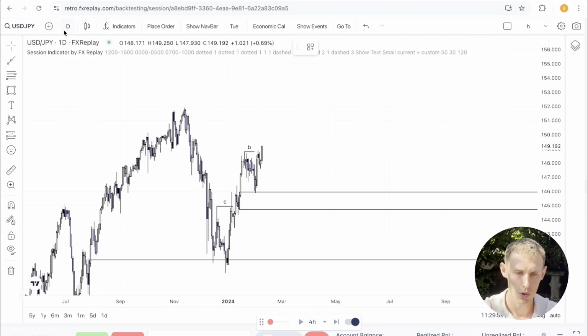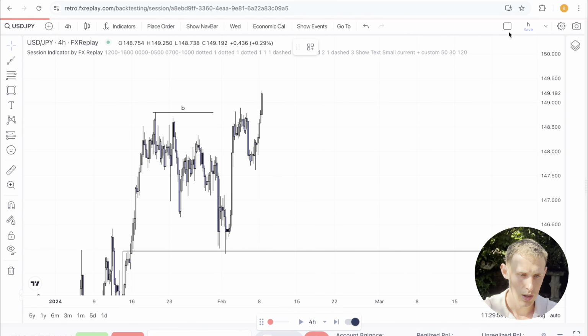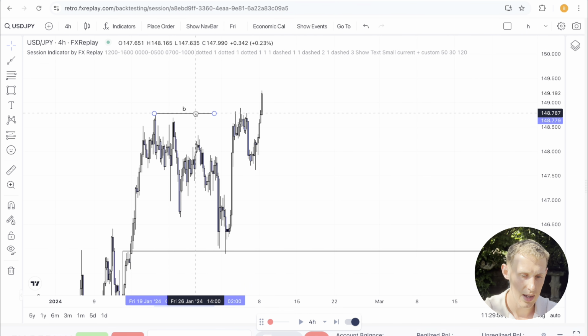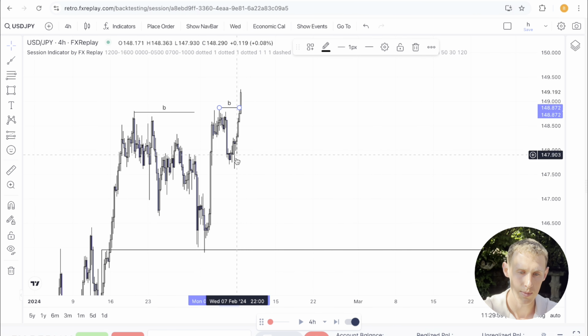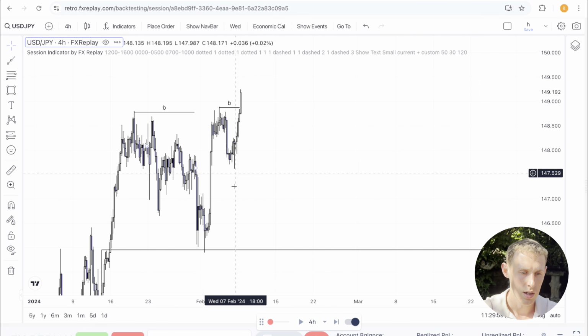If we now drop to some of the lower time frames, what we can see here as well is that we had another pullback after price broke this high, and once again price formed a higher high. This therefore forms our new trading range where we're looking for the buys.